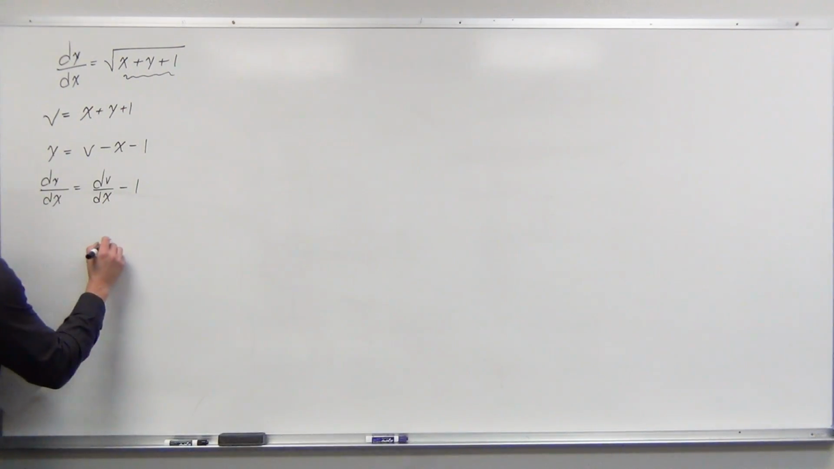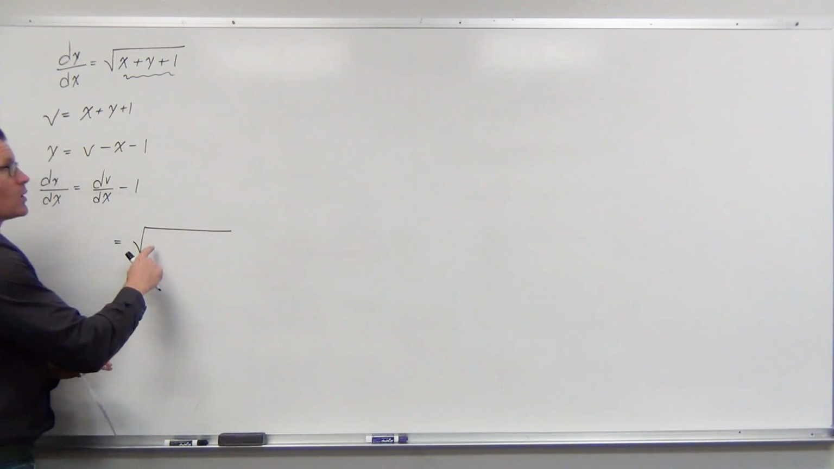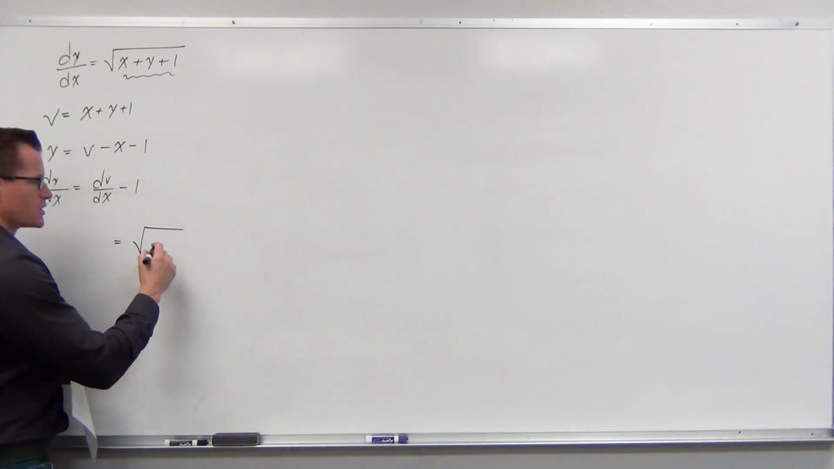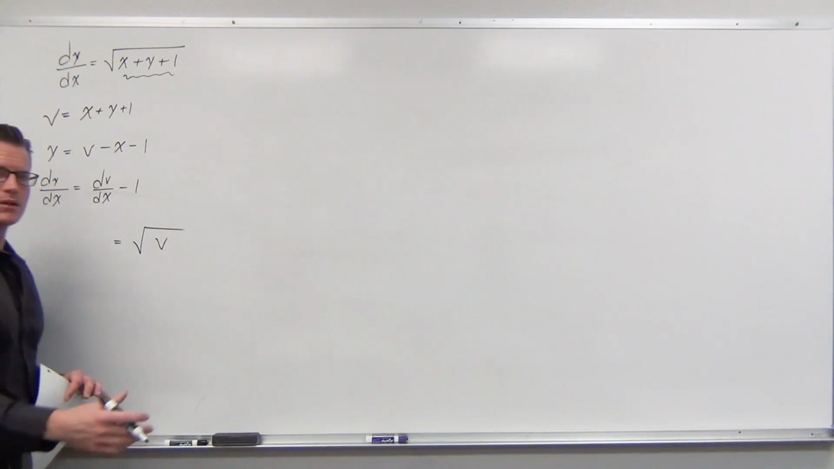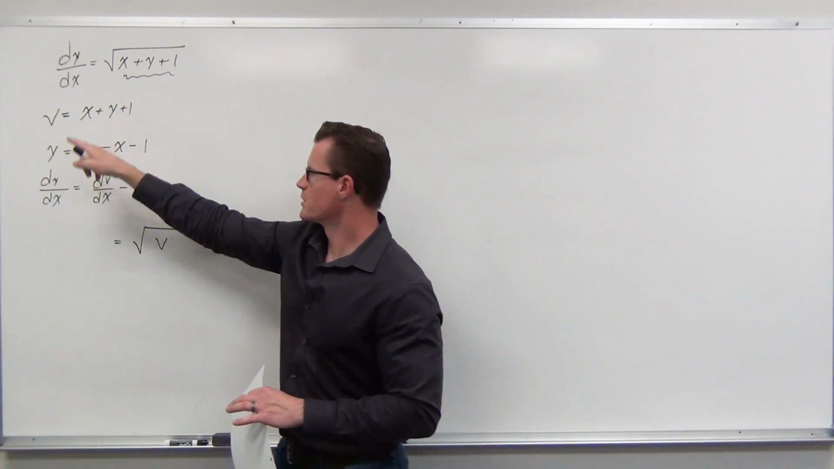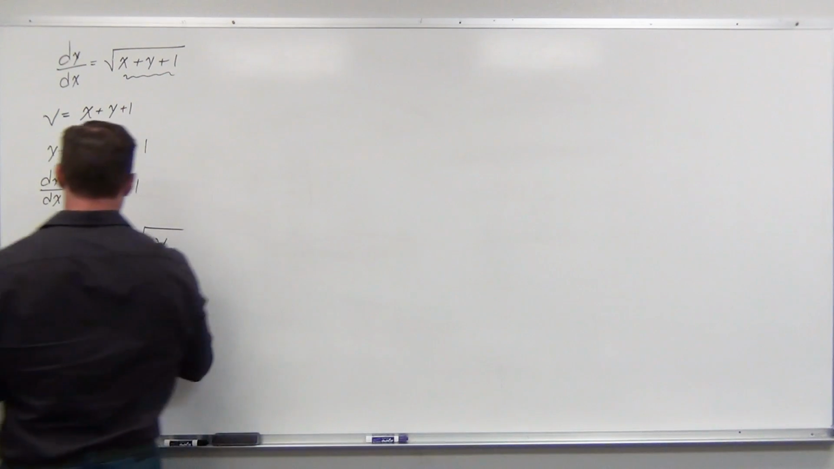So on the right-hand side, we're still going to have a square root. Inside that square root, we no longer have x plus y plus 1. We wrapped all of that composition into v. On the left-hand side, we actually no longer have dy dx. We solved for y. We took a derivative. dy dx is this piece. Let's do that.